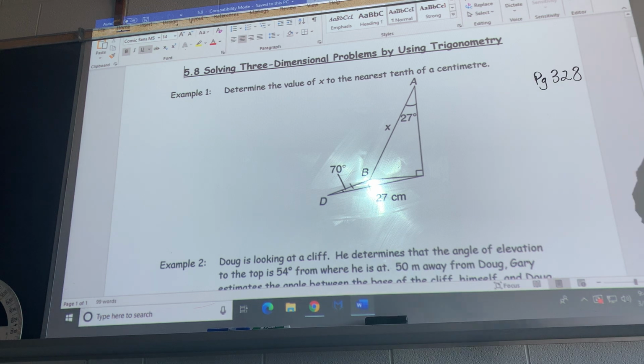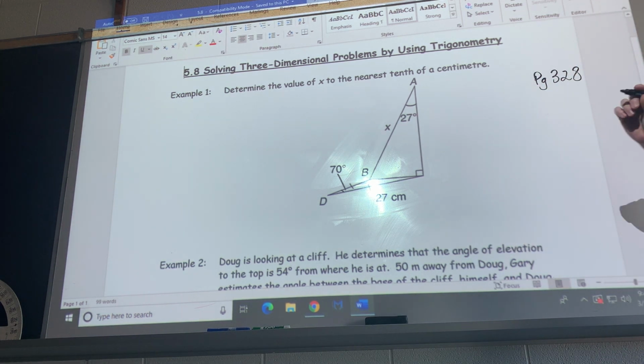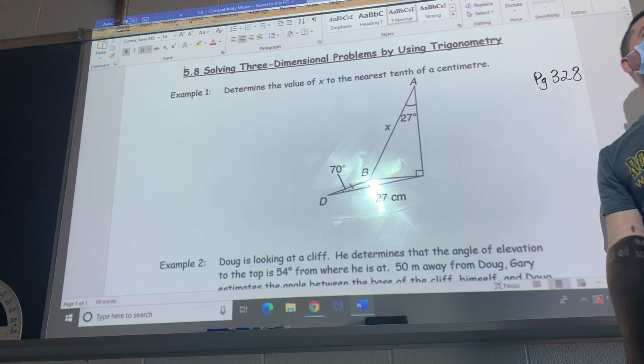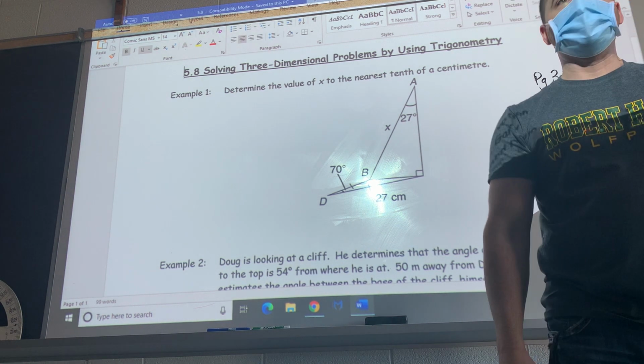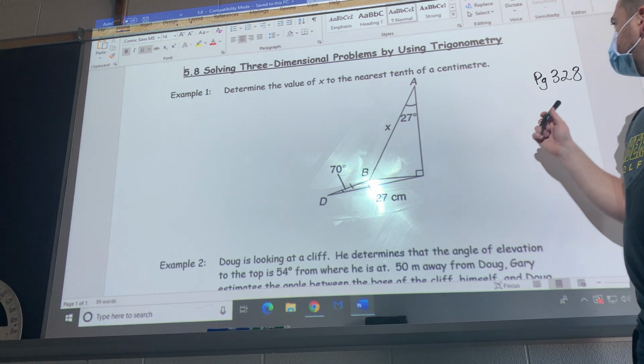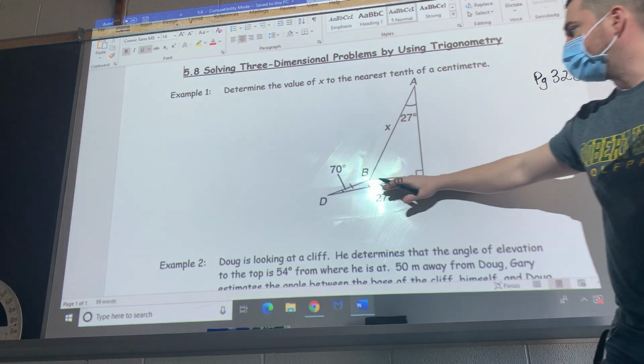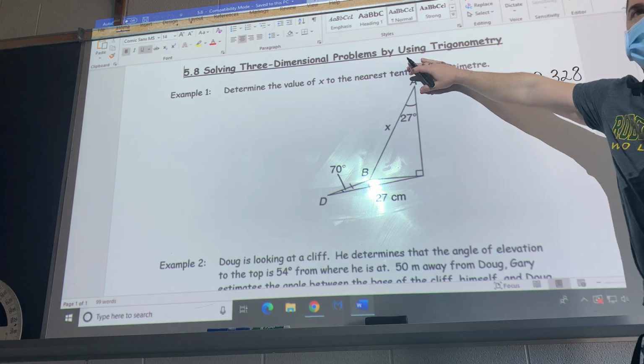Okay, so 5.8. We have two examples. Determine the value of x to the nearest tenth of a centimeter. So that's this. 5.8 is mostly just having a couple triangles put together. It's not the same question, but it's just to give you a visualization. We kind of have a flat triangle here, and then one going upwards.